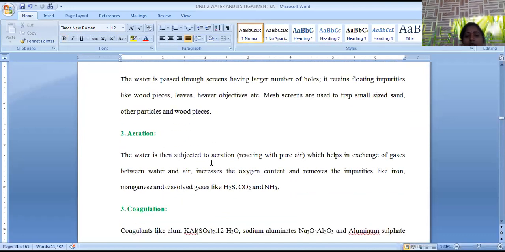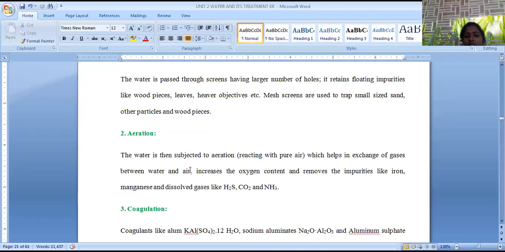Aeration is nothing but the exchange of gases. Water is allowed to pass through cool fresh air. When we are passing cool fresh air, what happens? Exchange of gases. Whatever hazardous gases are present in the water, like H2S, carbon dioxide, ammonia and chlorine, they are exchanged with oxygen. This oxygen is mainly used to improve the quality of the water sample.